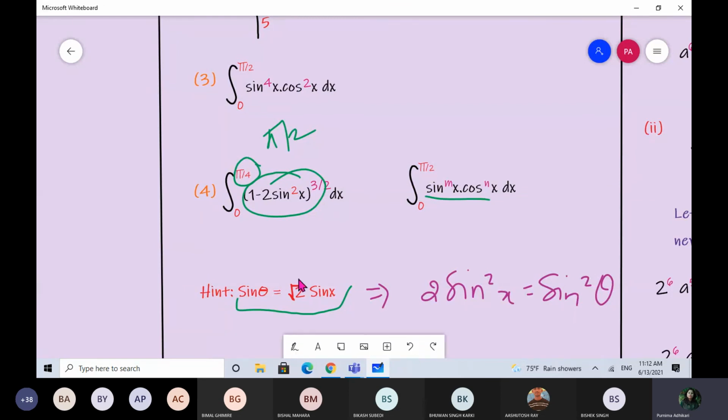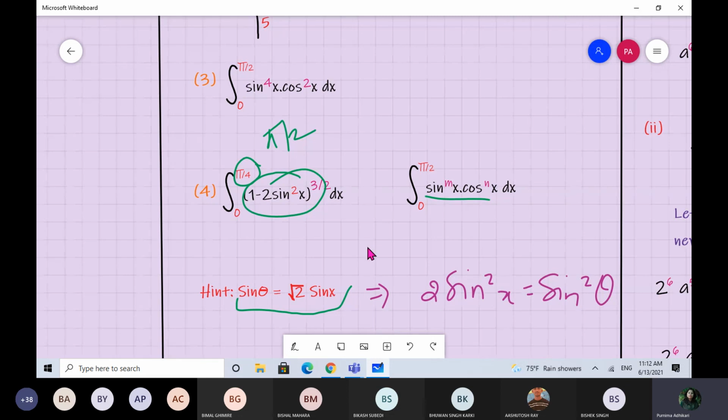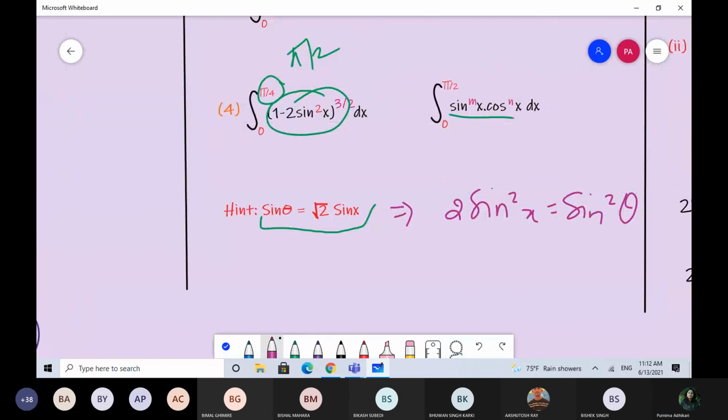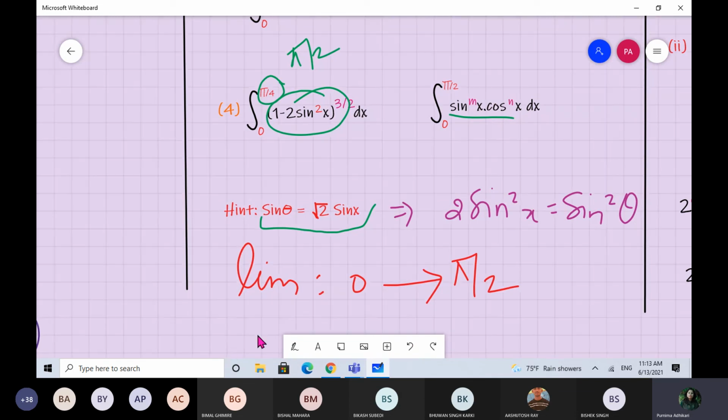And what will be your new limits of integration after the substitution? Can you tell me? 0 to 1? Yes, it's pi by 2, isn't it? Put the value of x equals 0, you will get theta equals 0. Put the value of x equals pi by 4, sin pi by 4 is 1 by root 2, the root 2 cancels, and you will get 1. So sin theta equals 1 means theta equals pi by 2. So your limits of integration will be 0 to pi by 2.